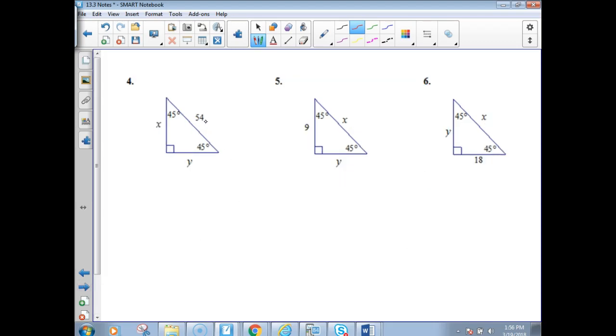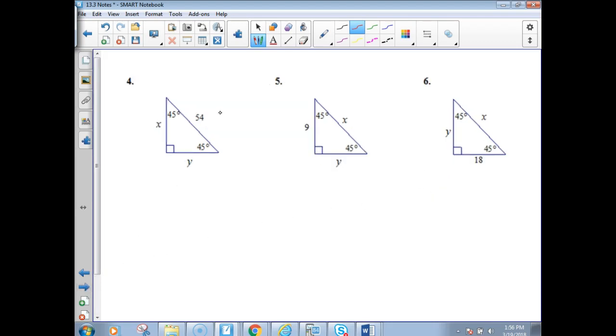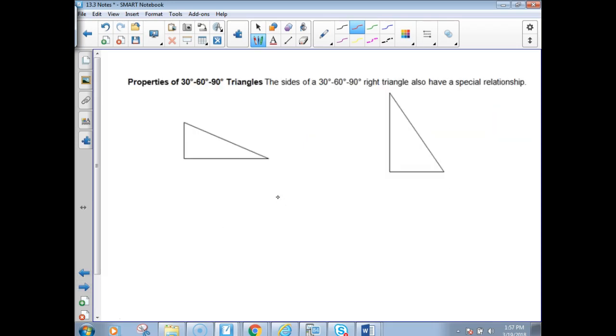If this is 54, maybe you just notice that half the hypotenuse times the square root of 2 is a leg. So for this next one, I would take half of 54, 27, times the square root of 2 would be these legs. Okay, 27. Here, this is 9, this is 9, this is 9 root 2. 18, 18 root 2. Okay, that's 45-45-90s.